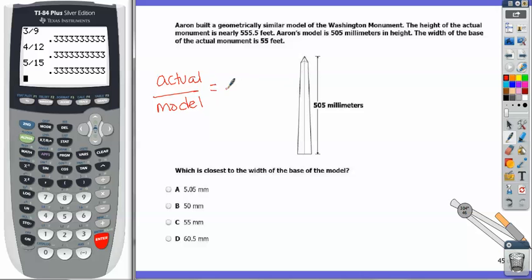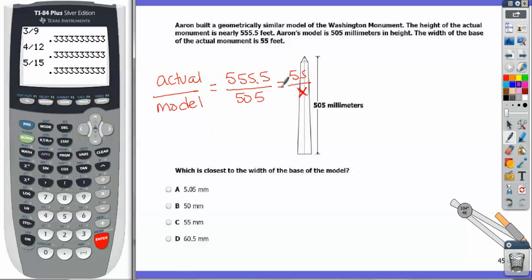So when I do that, the actual one is 555.5. The model is 505. Then I have, and I probably should write that down here, the width of the actual monument is 55. So what is the width of the model? The base is the width of the base of the actual monument, and the model is we don't know. So now, how do I solve this problem?